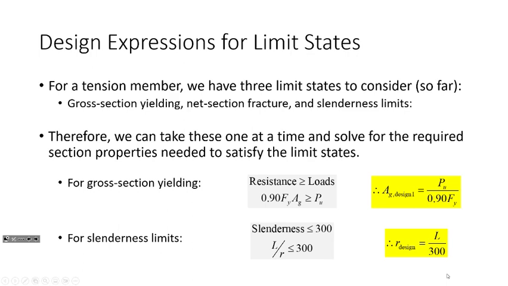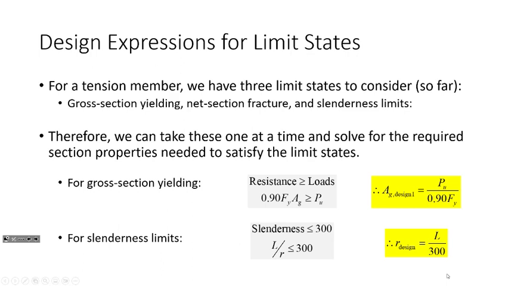Ag. I don't know what the area is. So solve for the area. And I propose that under this limit state, the area needs to be at least Pu over 0.9 Fy. So solve for what I'm calling gross area design. Pick a member that has an area at least that or bigger.